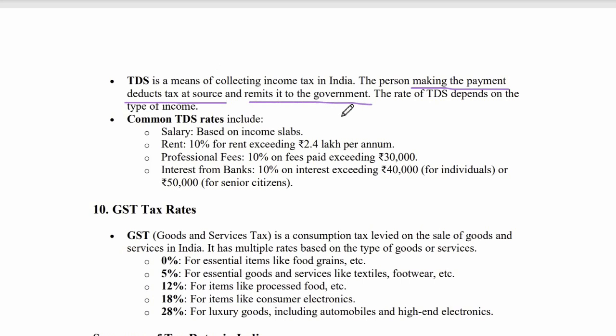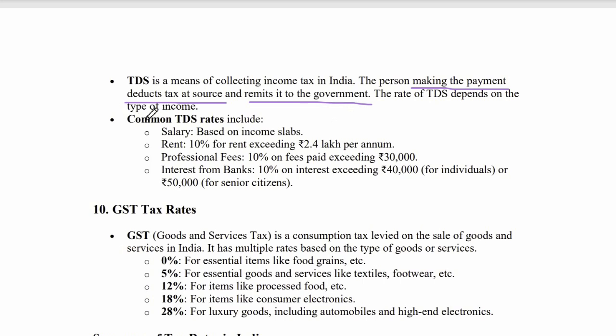So for example, if I have to pay you 1 lakh rupees, I will not pay you 1 lakh rupees. I will first deduct the tax whatever is applicable as TDS and then pay you the balance only. So for example, if it is 1%, I have to deduct 1% of 1 lakh. So I will deduct 1000 and I will pay you 99,000, and the 1% I will directly deposit to the government as TDS.